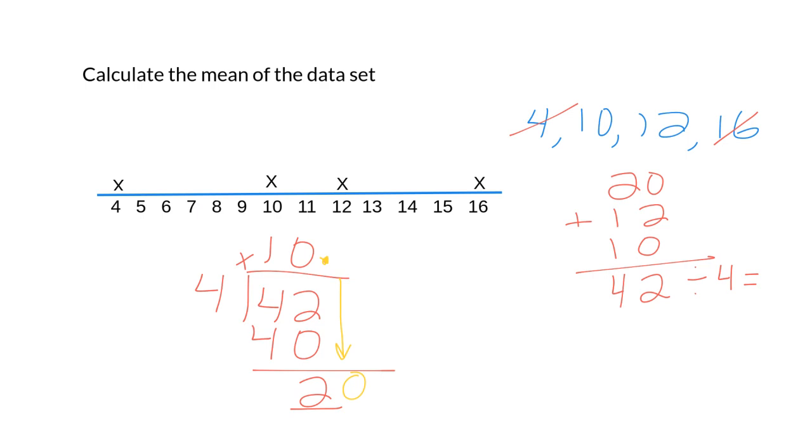But I have been noticing a lot of you haven't been showing a whole bunch of work on your independent practice. And it's really important to do this step by step because not every problem is going to be this simple. Okay, now once I've done that, I can look at this number 20 and ask myself how many times can 4 go into 20 or what times 4 equals 20? And that answer is 5. Zero left over. Okay, so our mean is 10 and a half or 10 and 5 tenths.